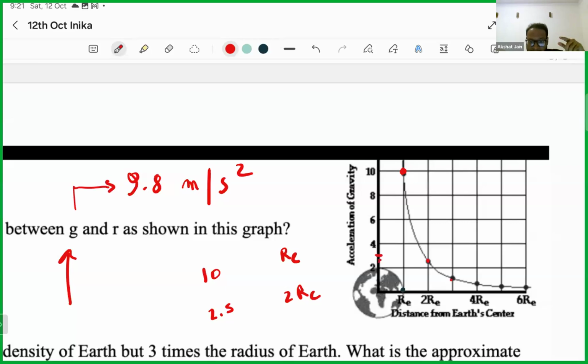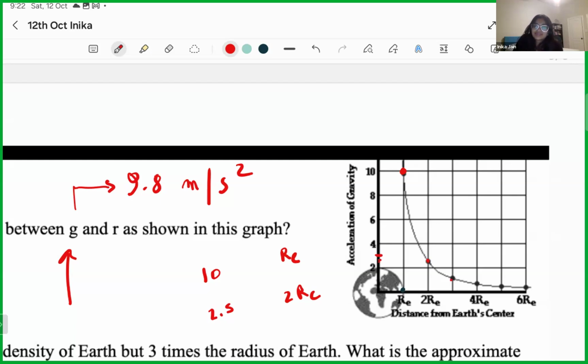This gives me an idea that as I am increasing the RE value, the G value comes down, so it must be inversely proportional. But if RE becomes twice, if it were inversely proportional to RE, it should become 5 out of 10. But it is becoming 2.5. That means it is inversely proportional to the square of RE. So when you made RE as 2 RE, it becomes 1/4. What is 1/4 of 10? 1/4 of 10 is 2.5. You're getting the feel?